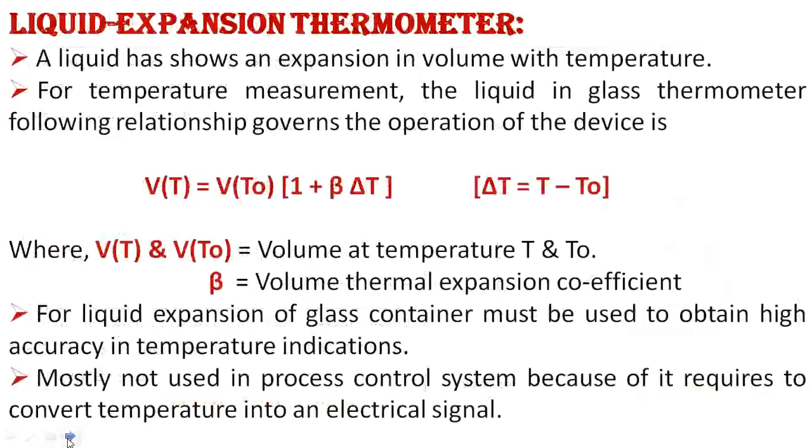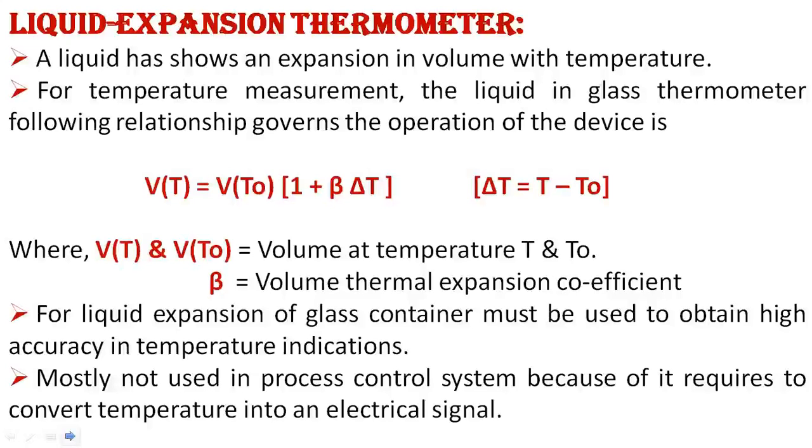The next concept is the liquid expansion thermometer. A liquid shows an expansion in volume with temperature. For temperature measurement in the liquid in glass thermometer, the following relationship governs the operation of the device: Vt is equal to Vt0 in bracket 1 plus beta del T, where del T is equal to T minus T0. Vt and Vt0 are the volumes at temperatures T and T0, and beta is the volume thermal expansion coefficient.